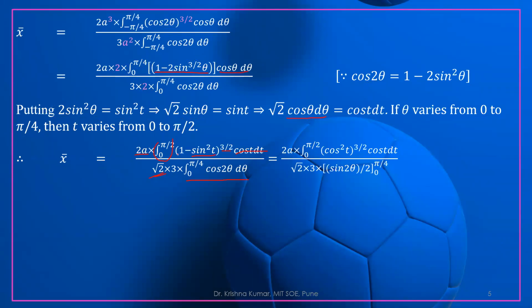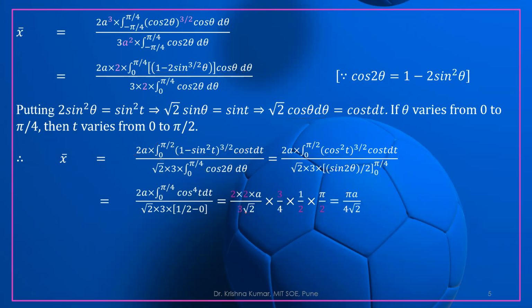Now 1 minus sine square t is what? It is cos square t. So cos square t whole to the power 3 by 2 cos t dt. Root 3 into 3 into sine 2 theta. What is the integration of sine cos 2 theta? It is sine 2 theta divided by 2 under the limit 0 to pi by 4. Are you getting this point? Everyone is getting?